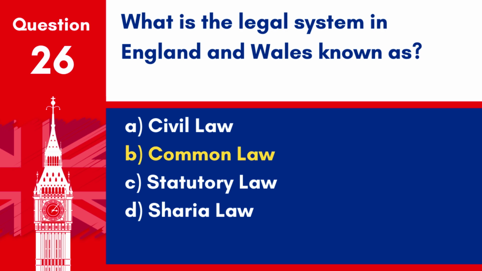Answer: B. Common law. The legal system in England and Wales is known as common law, which is based on court judgments and precedents, rather than statutory codes.